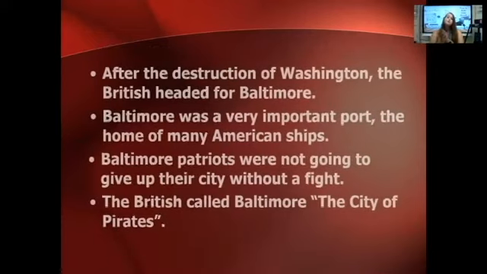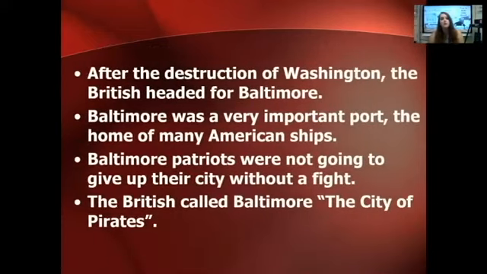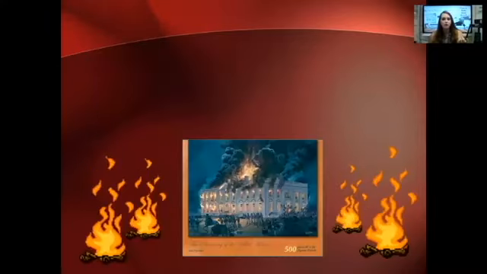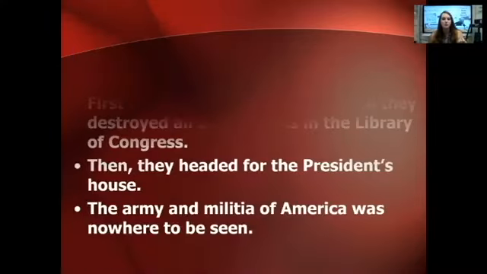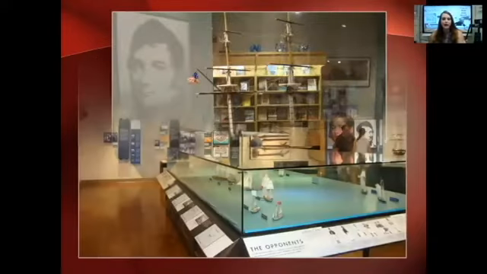Now, this is where we're going to start next week with the British on their way to Baltimore. Keep in mind, we're just hitting the highlights in what happened in the War of 1812, okay? I do want to backtrack a little bit, though. I meant to talk about this earlier when we were talking about the naval battles. So I'm going to back it up.